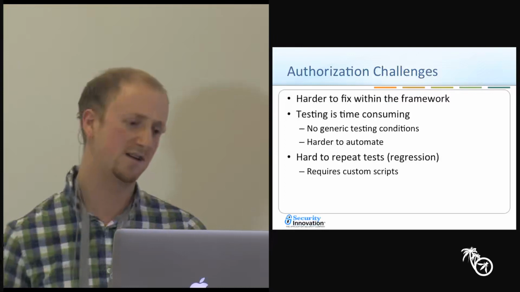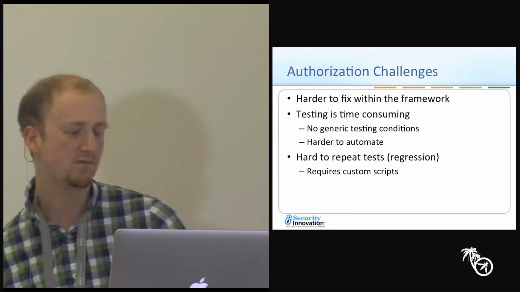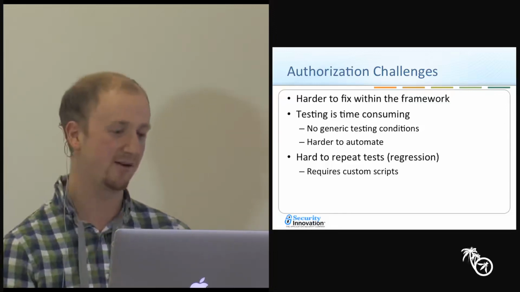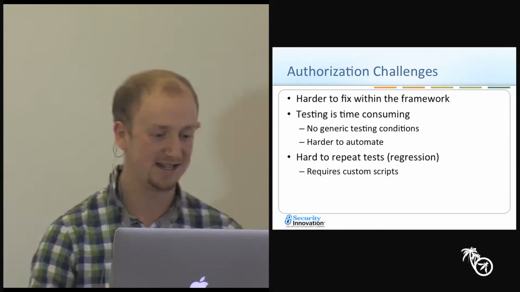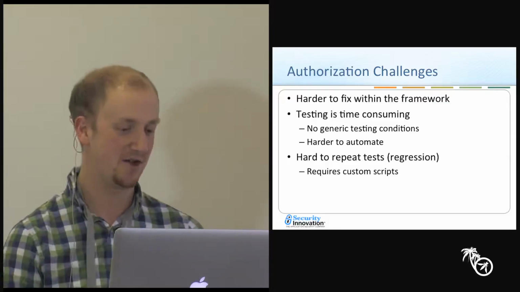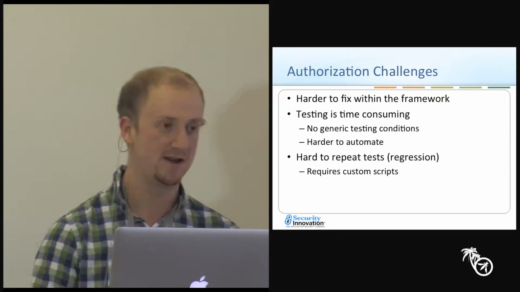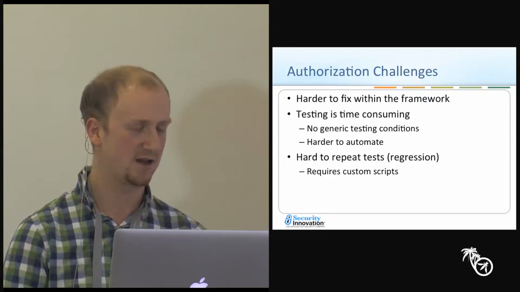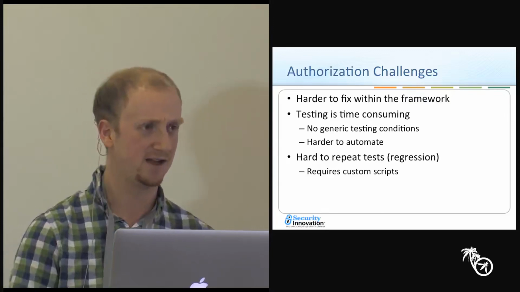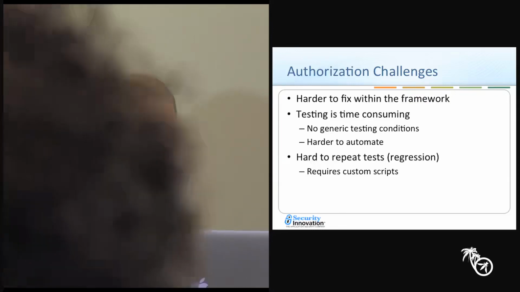So let's talk a little bit about the challenges with authorization. Like I said before, it's harder to fix in a generic case with the framework. Another issue is that it is time consuming to test. As a tester, when I've tried to eliminate all chances of authorization issues and make sure I cover every single case and test each one, it's often a very long manual process that requires a lot of note-taking and keeping my own state. And it's hard to verify that I did it correctly because of that, because each tester sort of works in their own way.